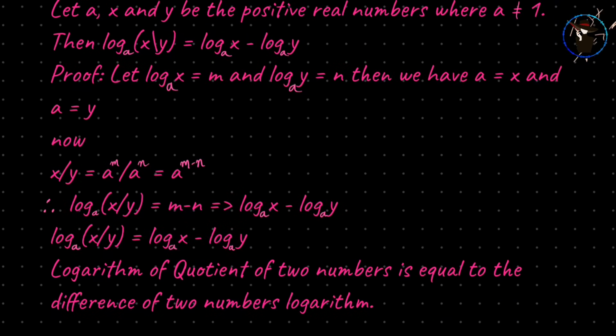So what does this say? The logarithm of the quotient of two numbers is equal to the difference. Just as I said, when it's a product, it's addition. When it's a quotient, division, then it's subtraction.